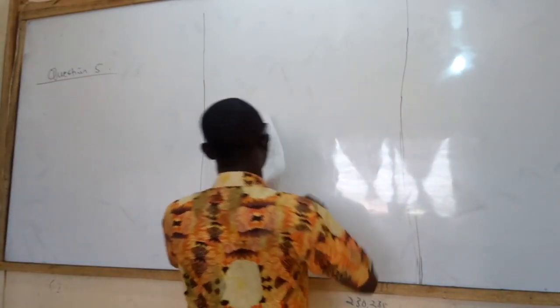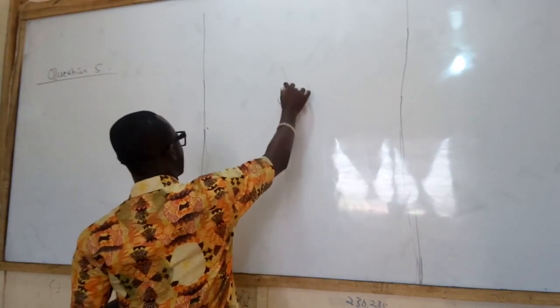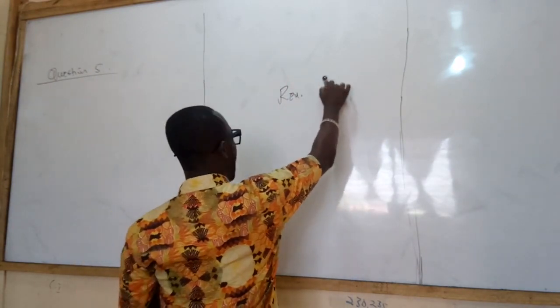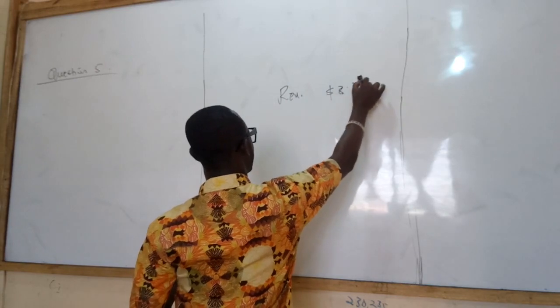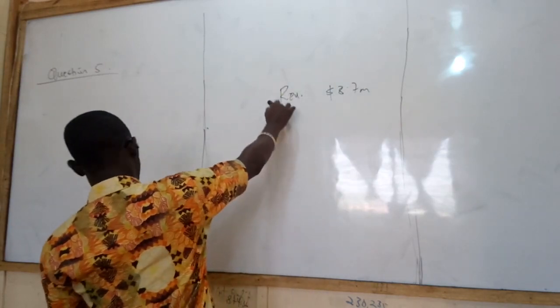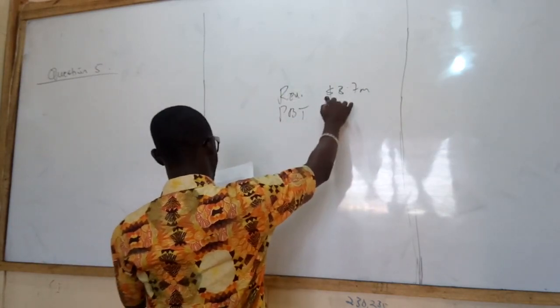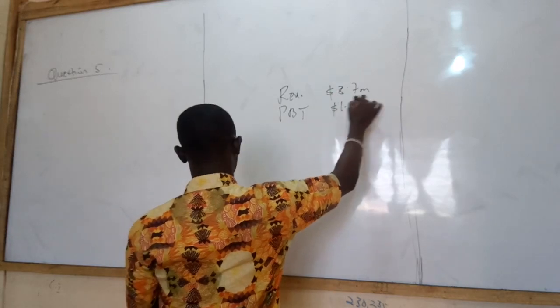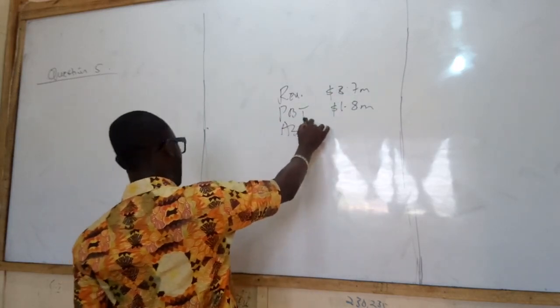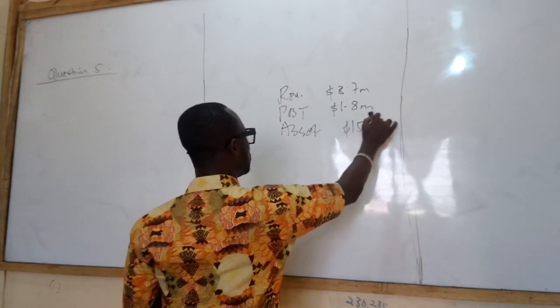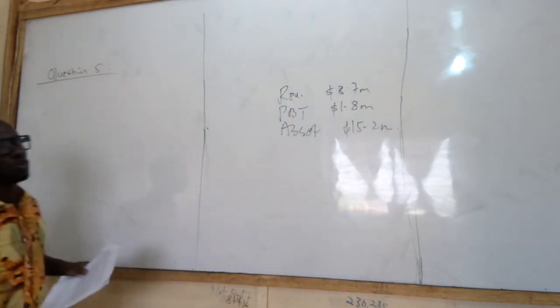Okay, so off the bat, let's see what is happening. Rev has been given as 8.7 million. The profit before tax has been given as 1.8 million. We've been given the assets of the company as 15.2 million. This is to help us to calculate what?